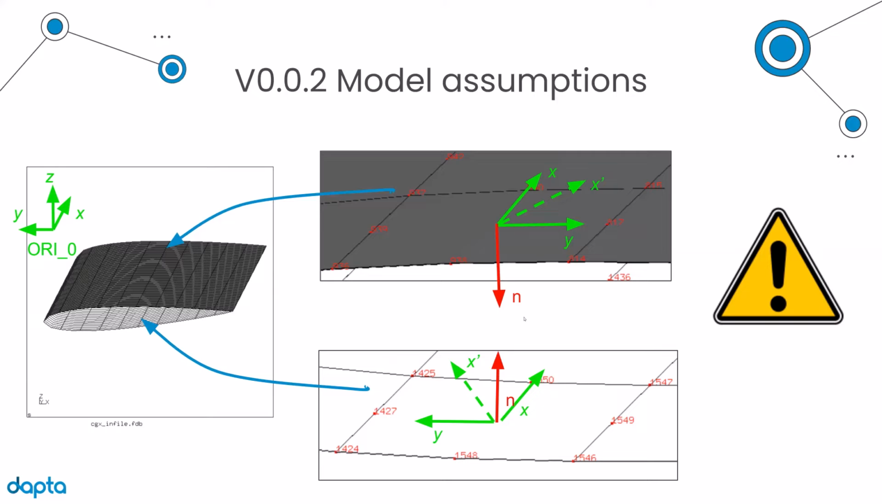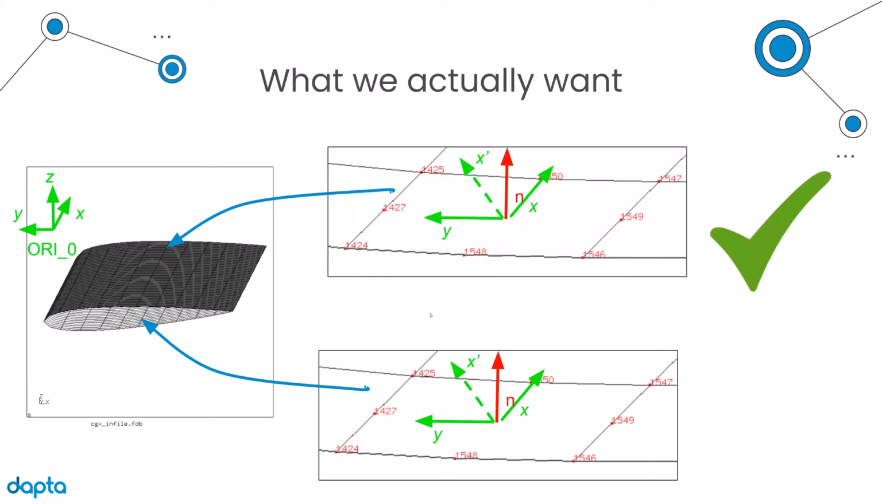So what can we do? What we need to do is change the orientation of the shell elements on either the top skin or the bottom skin so that they're consistent. And then we will see that if we apply this rotation angle, then it will be applied in the same direction on both the top and bottom skin. So this is what we want to achieve.